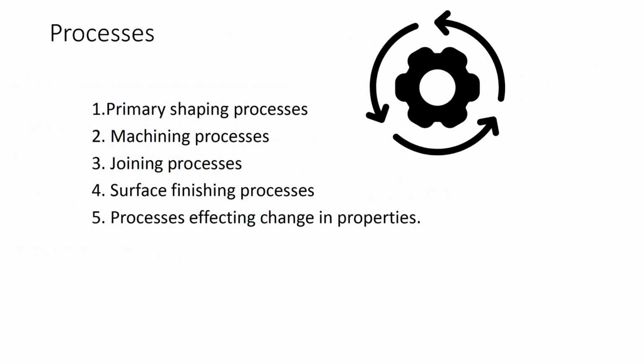Now, how do we shape and transform these materials? This brings us to the core processes. We have 1. Primary shaping processes, 2. Machining processes, 3. Joining processes, 4. Surface finishing processes, 5. And finally, processes affecting change in properties. Let's look at each of these a little more closely.